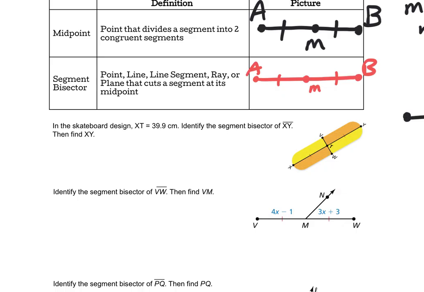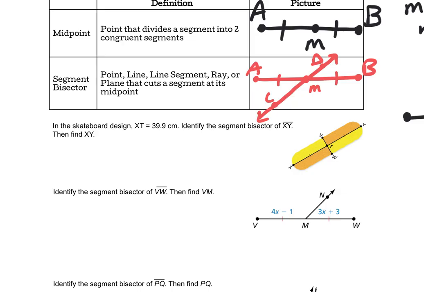It could be a line. I could say line CD is the segment bisector of AB. It could be another segment. It could just be segment CD, and I can just cut it off right here. It could be ray MC, I could go M to C. Ray MC could be a segment bisector. So it could be any of those things, right? It could even be a plane, possibly, in some cases.